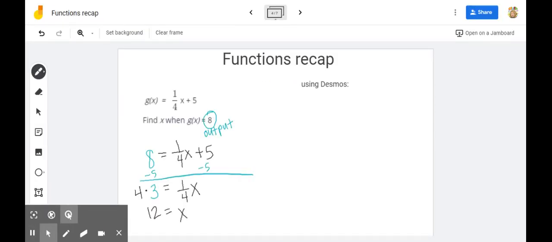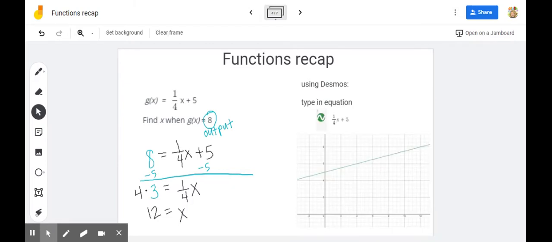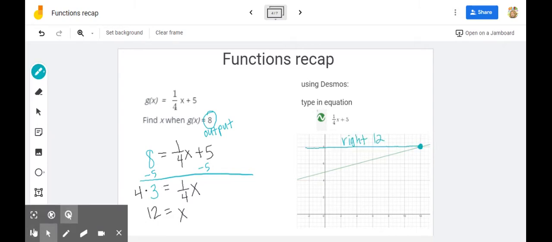And you would solve for x by subtracting 5, and to undo dividing by 4, you'd multiply by 4. So you could end up getting your answer of 12 for x by hand, or guys, you can also use the power of Desmos. If you type in the equation 1 over 4x plus 5, you'll see the graph, and what you know is that your output is 8.